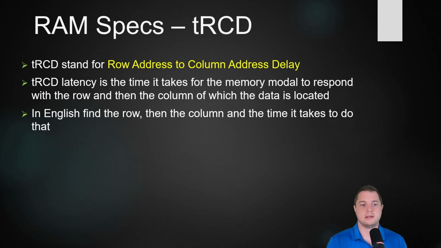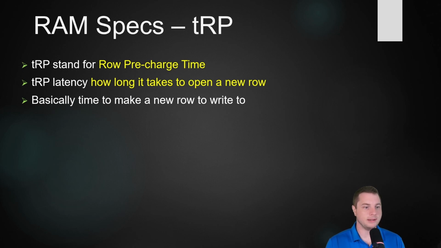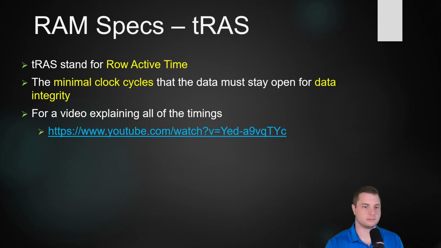Okay. tRCD, row access column address delay. tRCD latency is the time it takes for the memory module to respond with the row and then column in which the data is located. So how long does it take to find the data? That's what that comes down to. All right. tRP stands for row pre-charge time, how long it takes to open a new row. So if you're adding new data to the RAM, how long does that take? tRAS, row active time, the minimum clock cycles that the row must stay open for data integrity. Pretty self-explanatory.